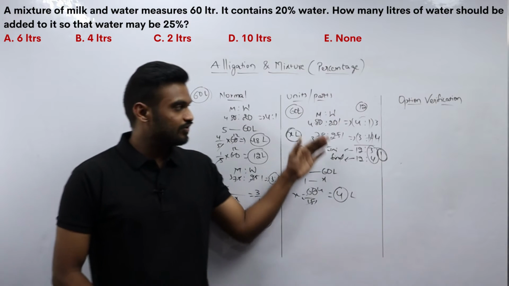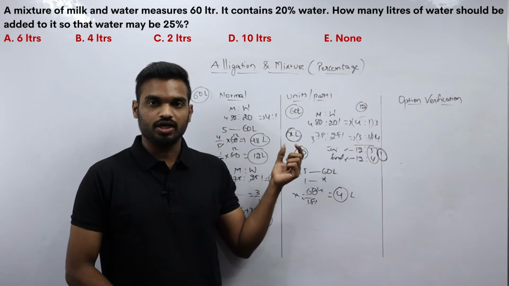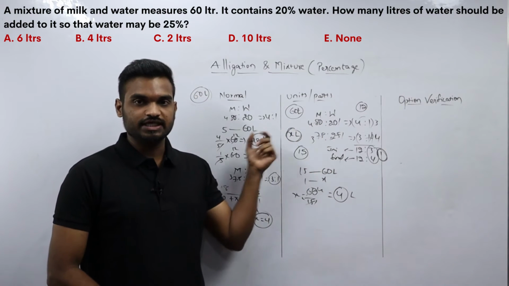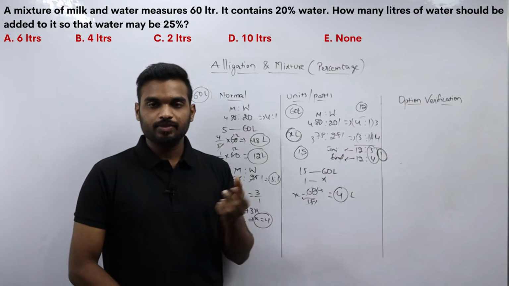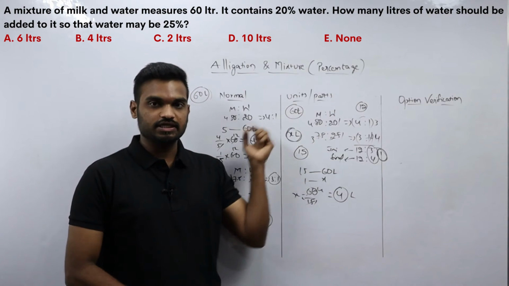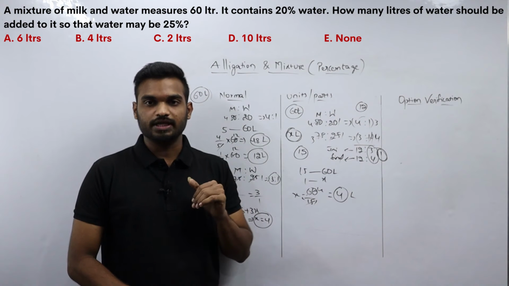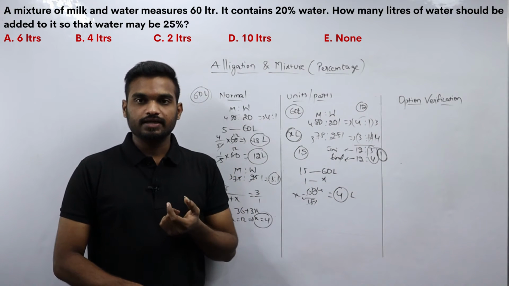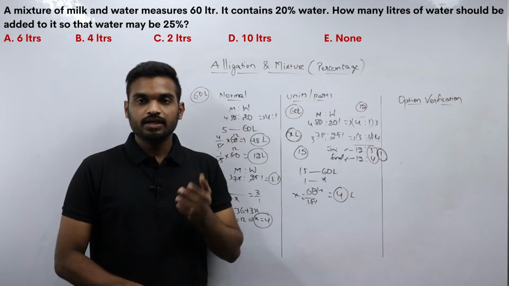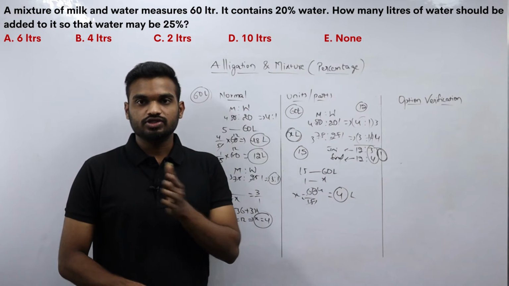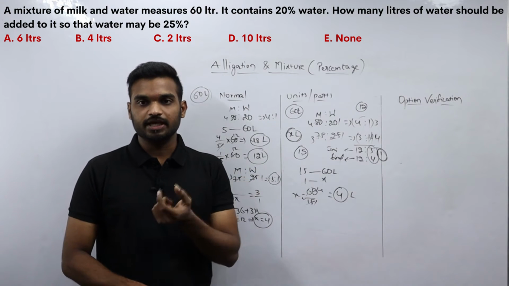Understand this. I have explained the same concept in the previous tutorial also, but now I am explaining it once again. See here, we are adding some liters of water to the total mixture, that is 60 liters. But we are not adding any liters of milk to the quantity. Since we are not adding any milk, the milk in the first scenario and also the second scenario needs to be the same.